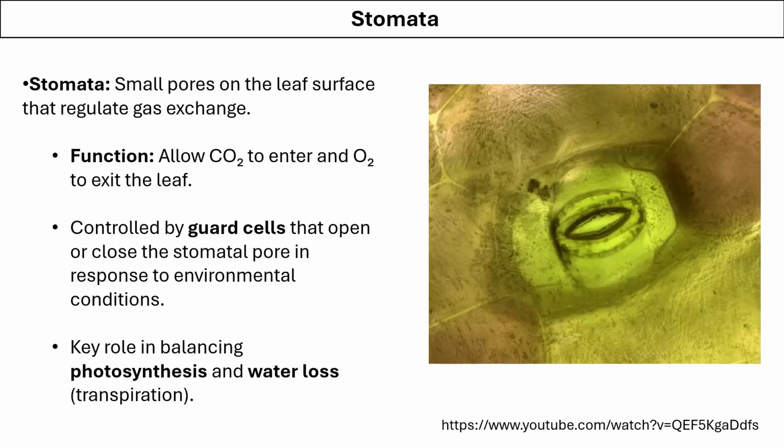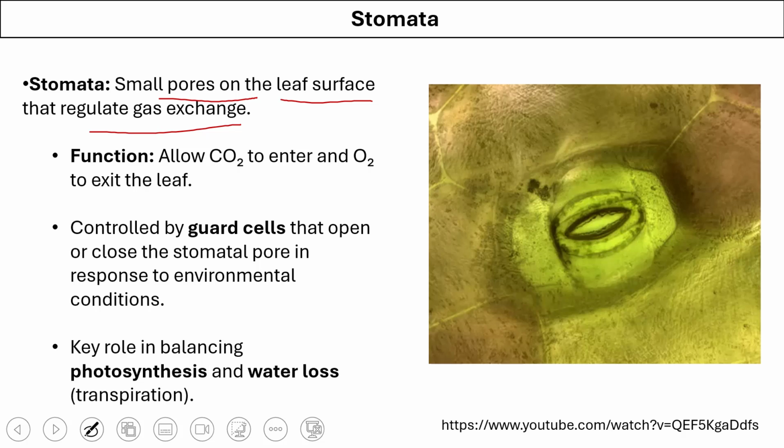Now let's talk about another very important structure in the leaves of plants. These are called stomata. Stomata are small pores or openings on the surface of the leaf through which gases come into or leave the plant. So stomata allow carbon dioxide to enter and oxygen to exit the leaves. Stomata are controlled by kidney-shaped cells called guard cells, which become bigger or smaller to make the opening of the stomata wider or smaller.